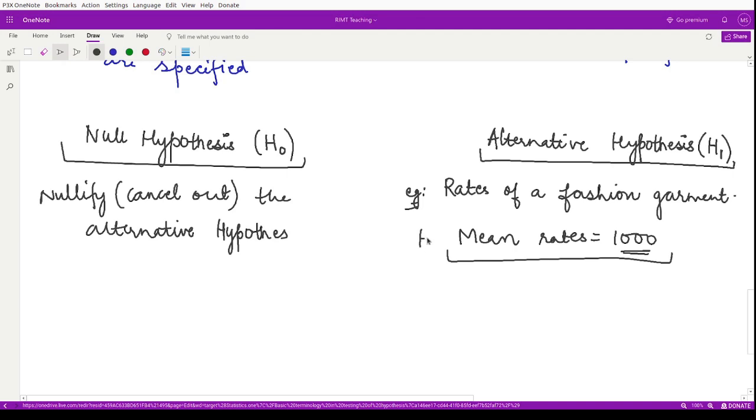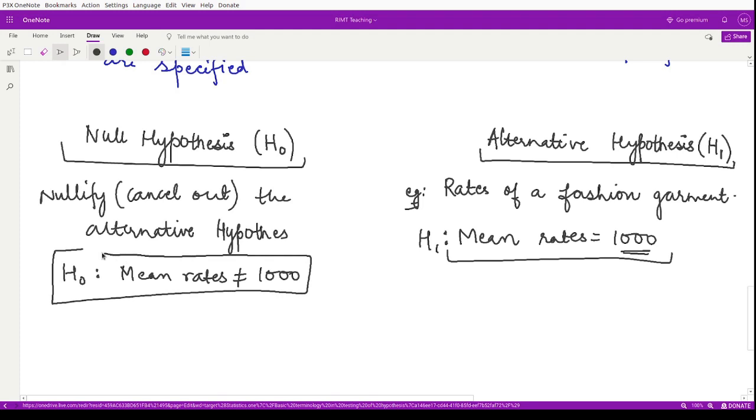So that means it will say just the opposite to the alternative hypothesis. So if this is your H1, so corresponding to this H1, what would be your null hypothesis? Your null hypothesis would be that the mean rates would not be equal to 1000. So initially, our main focus would be on this null hypothesis. Whatever decision we will make is on the null hypothesis. So you should define in the very starting of your solution the null hypothesis and the alternative hypothesis very carefully, right?